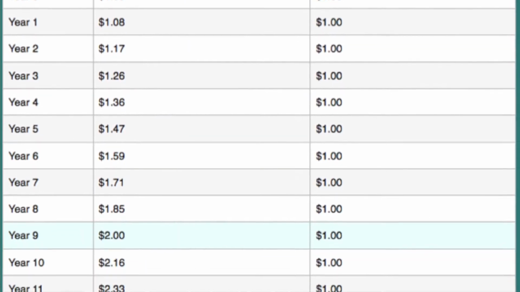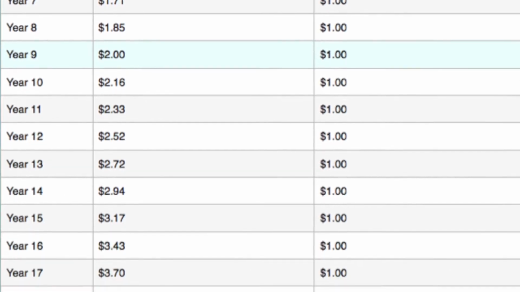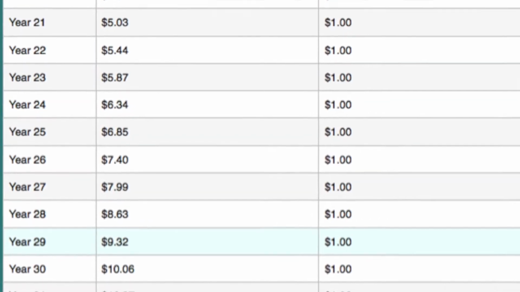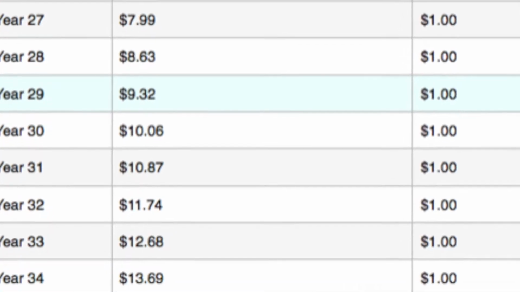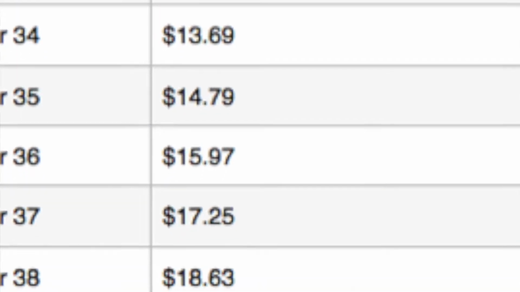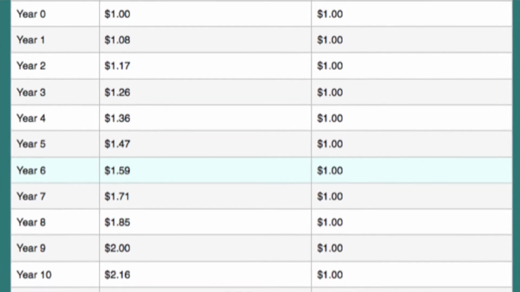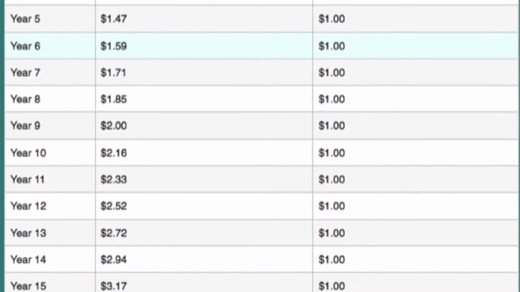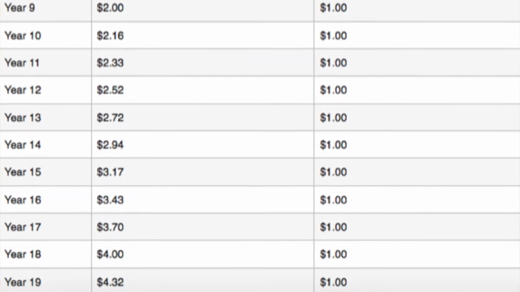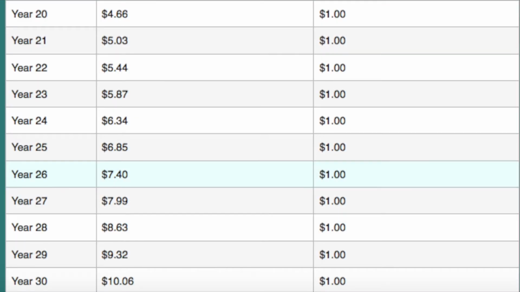For all of my viewers who don't believe me and need to see it to believe it, don't worry, I got you. As you can see, $1 invested at 20 years old at an annual interest rate of 8% will be worth $21.47 by the time you are 60 years old. Oh man. Now, that same dollar invested at age 30 rather than age 20 at the same annual interest rate of 8% would only be worth $10.06 by the time you're 60.